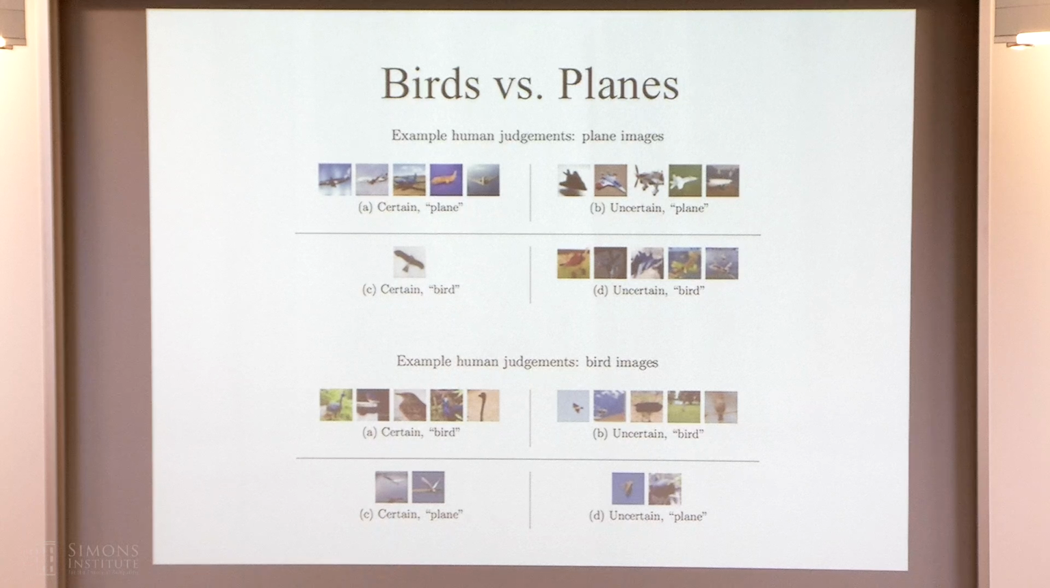Is your question about certain versus uncertain on an individual level, or is this uncertainty aggregated over people? This is aggregated over people. Yeah, so this is a case where we're averaging.